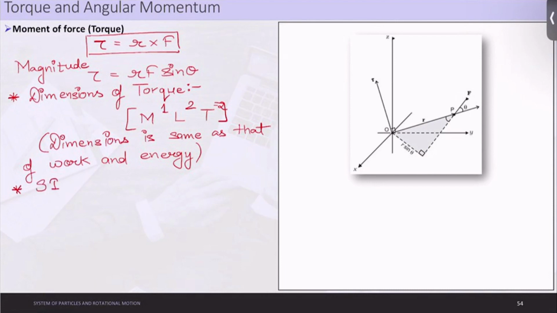Next thing is about the SI units here. What is the SI unit? Simply, you can cite force is in Newton and R is in meters. So the SI unit is Newton meters. So this is Newton meters.